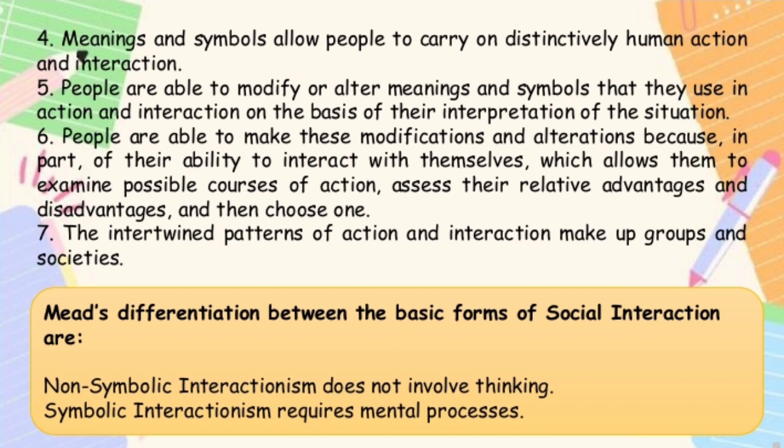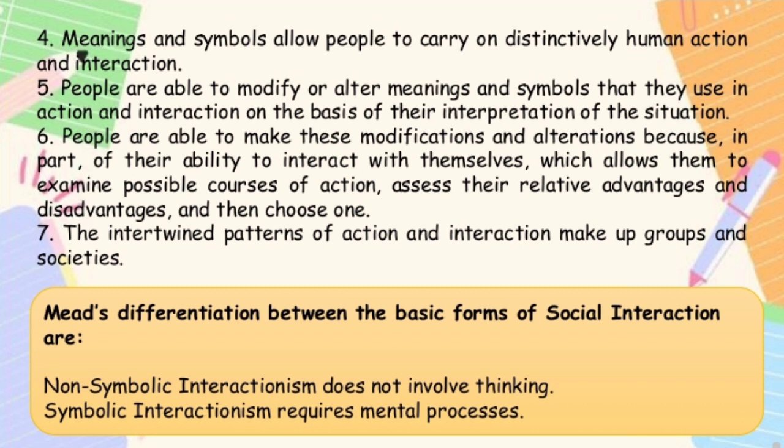Five, people are able to modify or alter meanings and symbols that they use in action and interaction on the basis of their interpretation of the situation. Six, people are able to make these modifications and alterations because, in part, of their ability to interact with themselves, which allows them to examine possible courses of action, assess their relative advantages and disadvantages, and then choose one. Last one, seven, the intertwined patterns of action and interaction make up groups and societies.